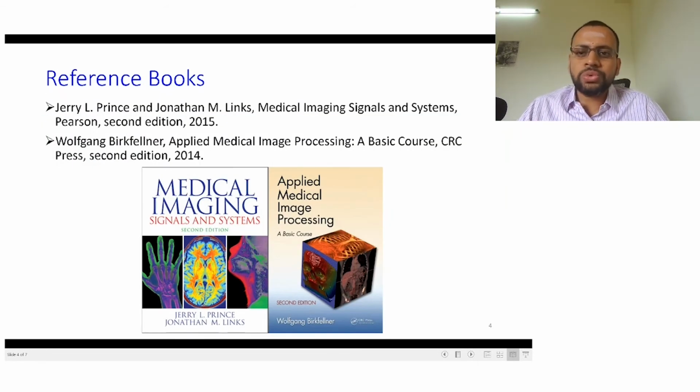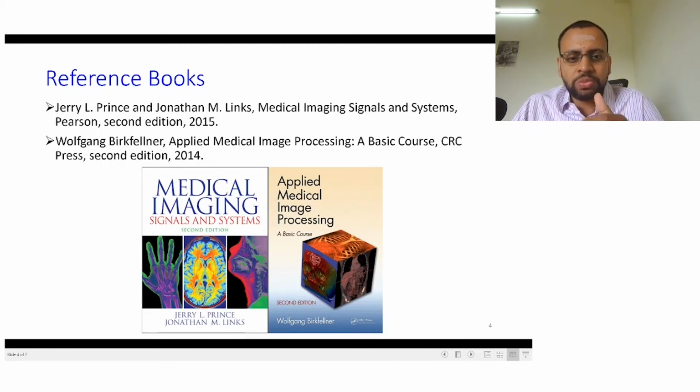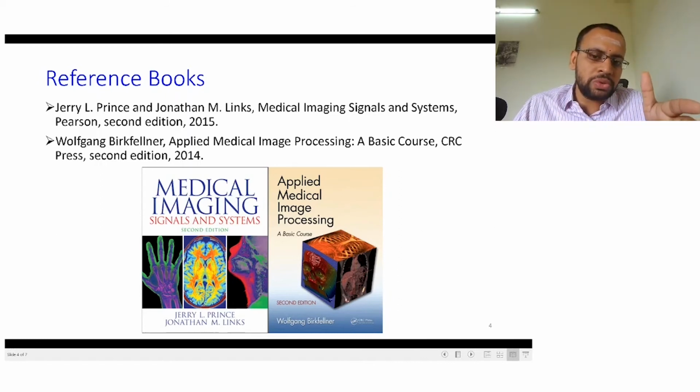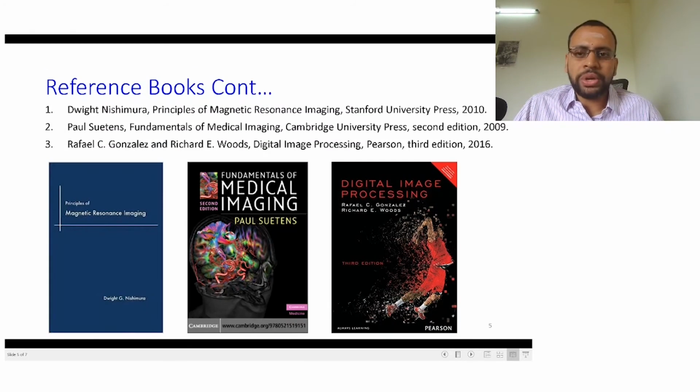And when it comes to the reference textbooks, the content is based on various resources, and not just one reference book is strictly followed. For example, two of the important books are Medical Imaging Signals and Systems, the book by Jerry L. Prince and Jonathan M. Links. This is one textbook from where some of the material has been taken. Another book that we will be using is Applied Medical Image Processing by Wolfgang. This is another book that we would be following in this course.